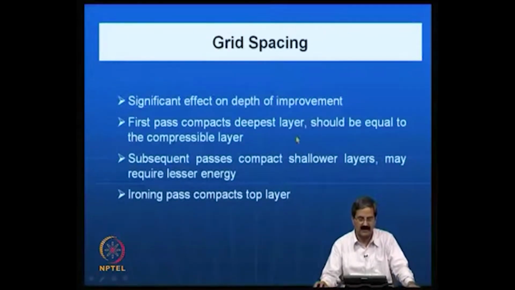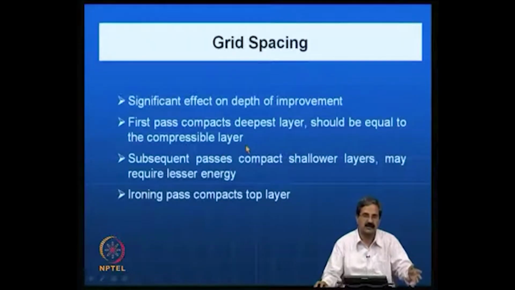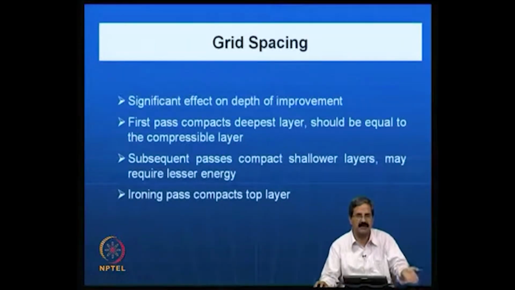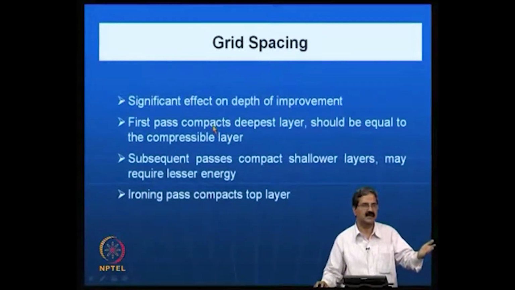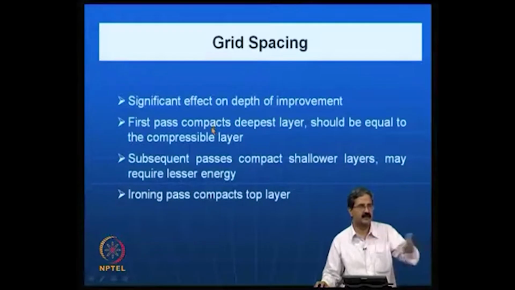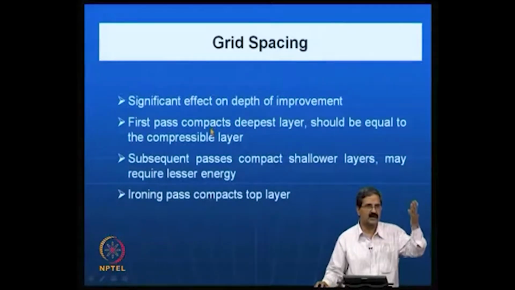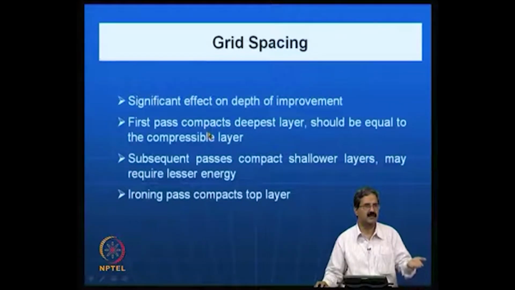Then the first pass compacts the deepest layer, that is what one should understand. The first one should be equal to the compressible layer. In some places, the compressible layer can be 10 to 20 meters. You need to have a criterion for how much you would like to compact, is it 2B, 1.5B, or 3B? For example, say 100 meters is the width of the area. You can't go 100 meters, right.